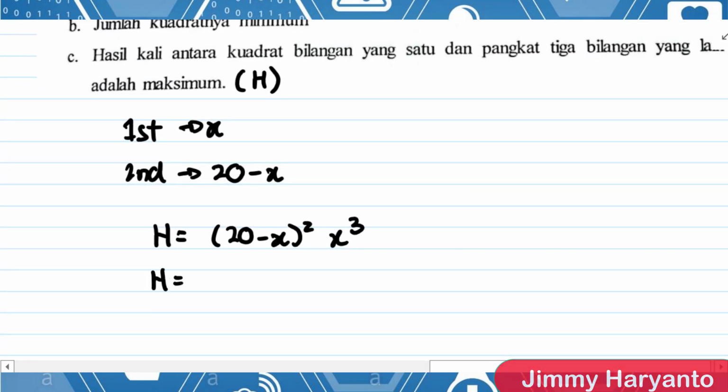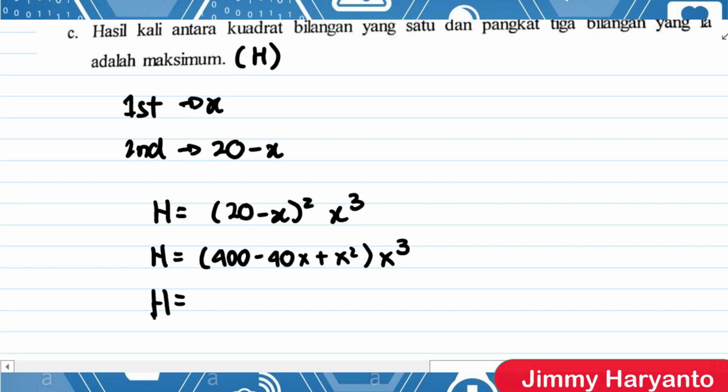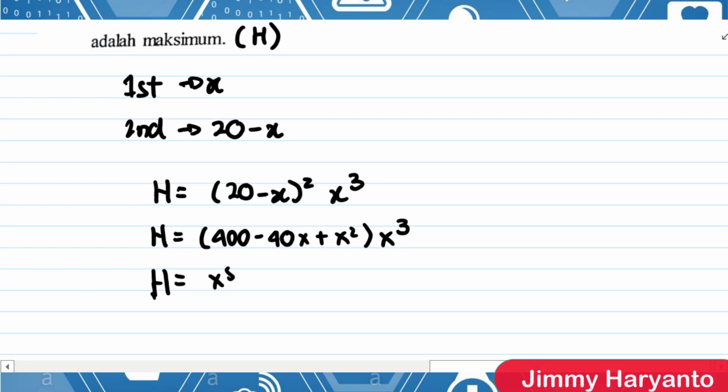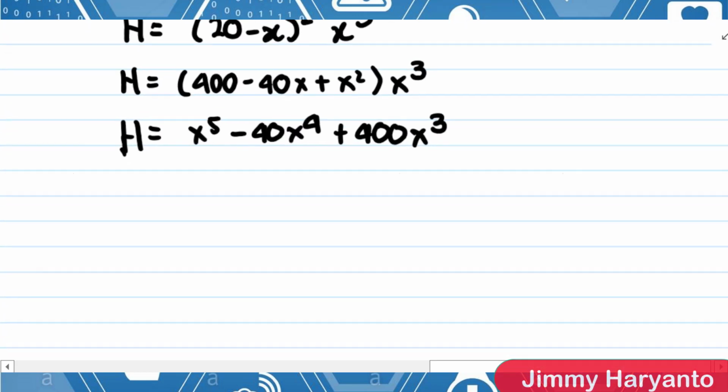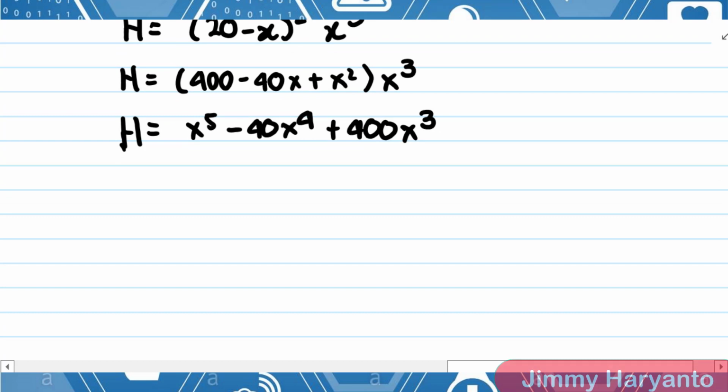Okay, so h will be this one. I can expand it. So I have 400 minus 40x, and then plus x square, and then times it with x cube. So h will be x to the power of 5 minus 40x to the power of 4, and then plus 400x to the power of 3. And I hope that the numbers are good enough to calculate.